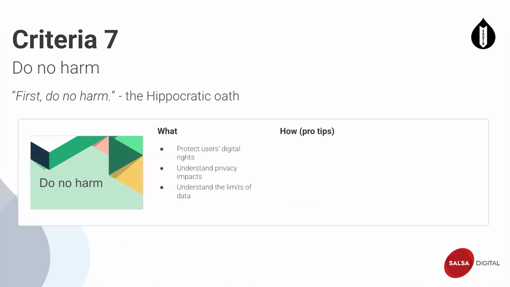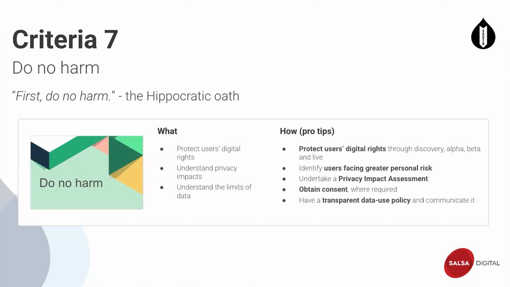Number 7, do no harm. So from the standard, you'll see protects users' digital rights, and it's got a high overlap, in my opinion, with criteria number 5 or 4. I can't remember which one, but the one around digital user rights and understand privacy. When we do these things, we do no harm, but how do we practically ensure that we do no harm?